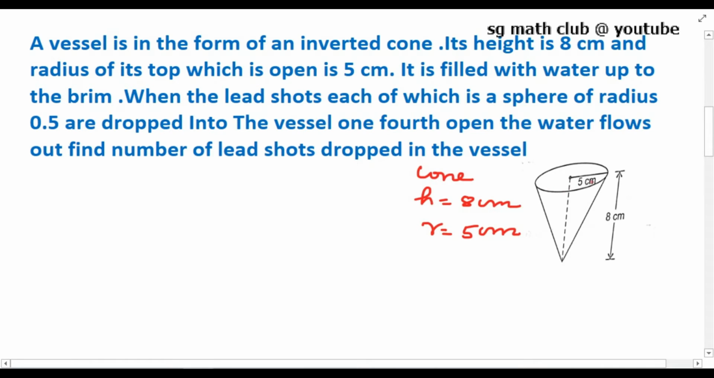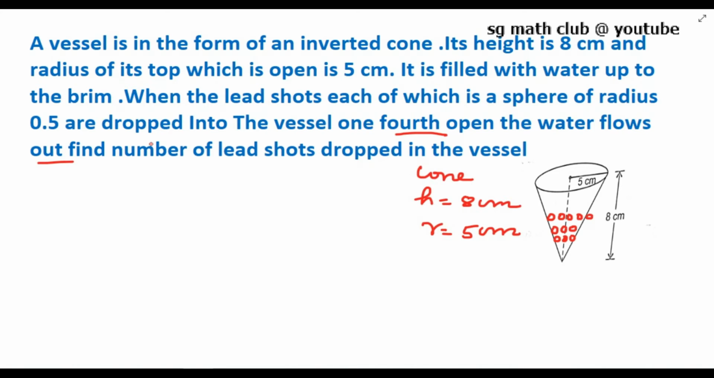It is filled with water till the top, and then lead shots, each of which is a sphere of radius 0.5 cm, are dropped into this inverted cone vessel. What happened? 1/4 of the water flows out. We need to find how many lead shots are dropped in the vessel.